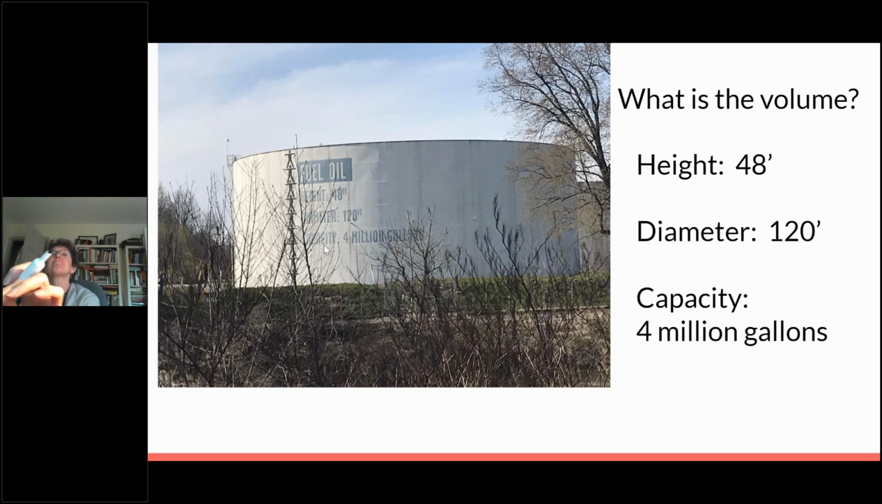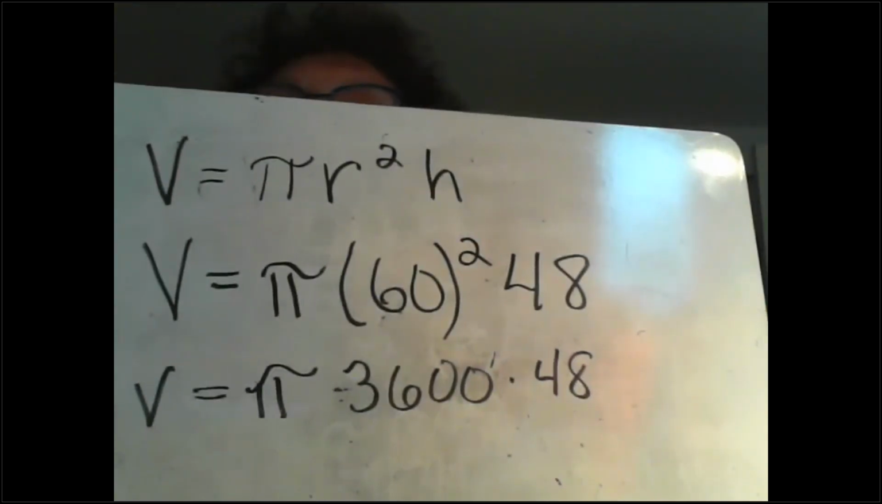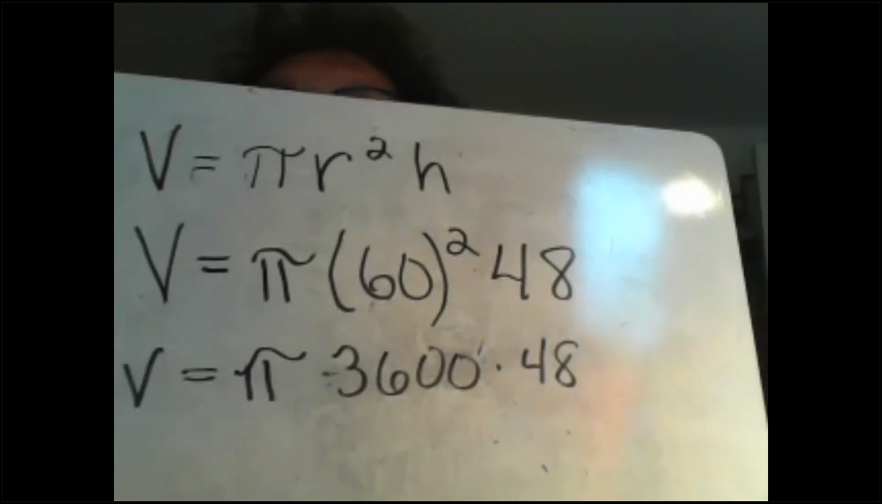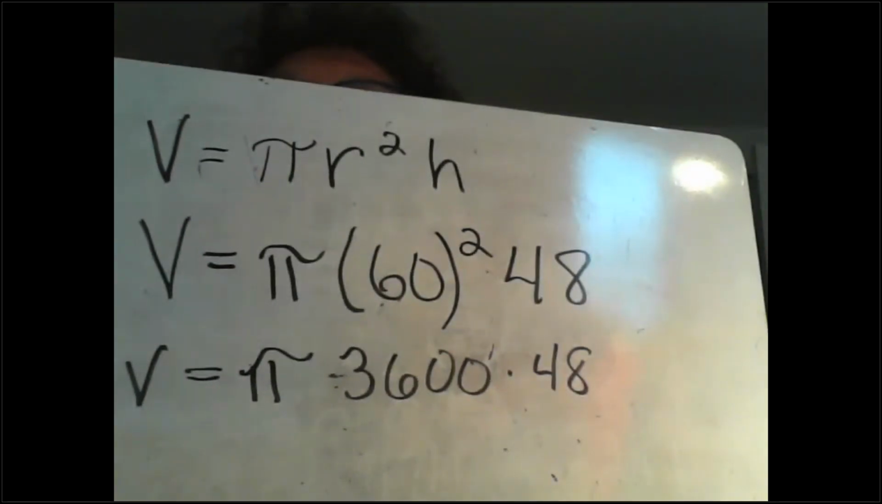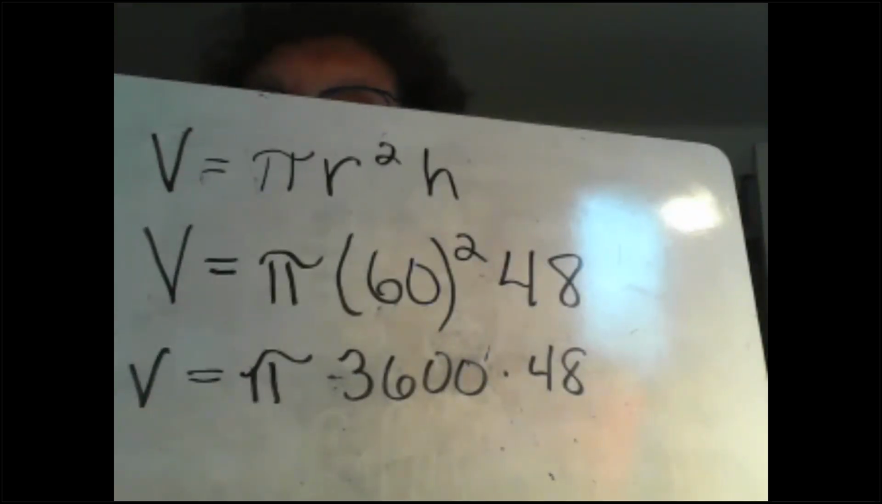Do we divide it? So this is what I have so far. We got the volume, pi r squared times the height, and then we said pi times 60 squared times 48. So we just substituted in. We got pi times 3,600 times 48. What's the next step we should take to solve this?